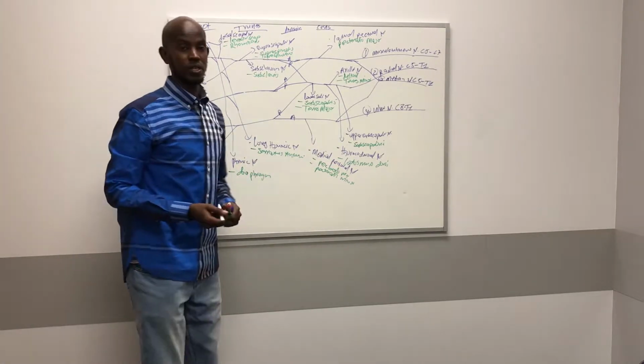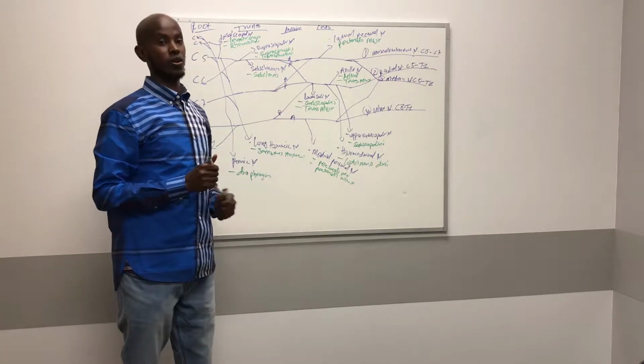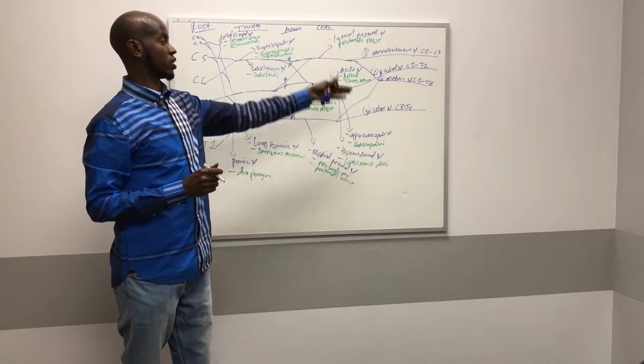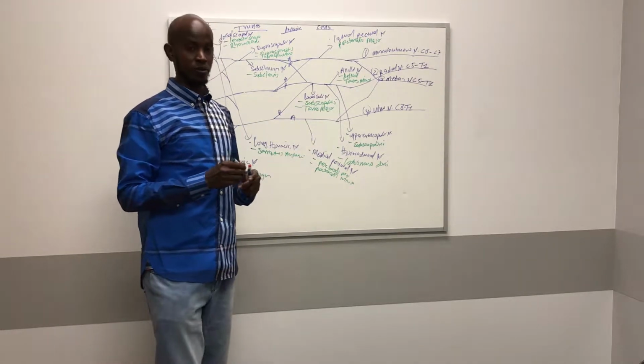And now in this tutorial I'm going to explain the terminal branches of the brachial plexus, which are the musculocutaneous nerve, radial nerve, median nerve and ulnar nerve. So let us move on.